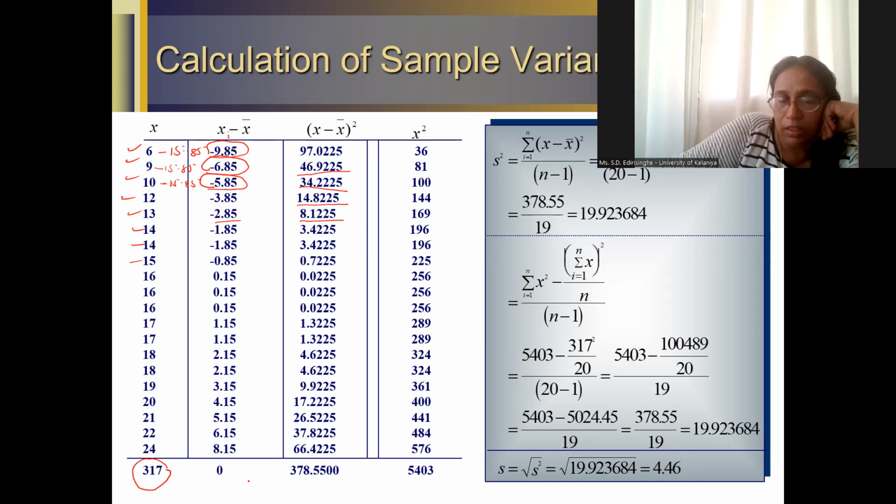So the total here, that means sigma of xi minus x bar squared, the total value here is this much, 378.5500.